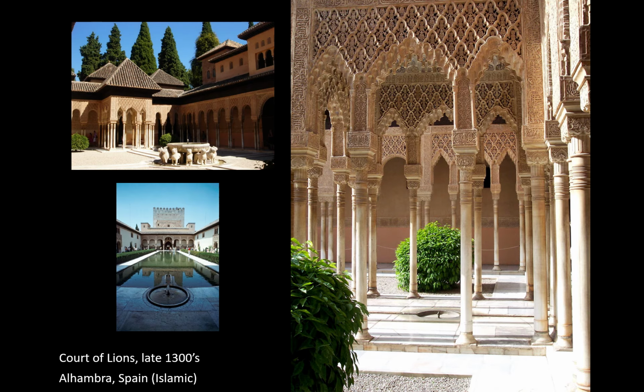This is the Alhambra in Spain. This was done in a period when there was Islamic control of this part of Spain, and you see the fantastic patterning and decoration of the many pieces that are carved.